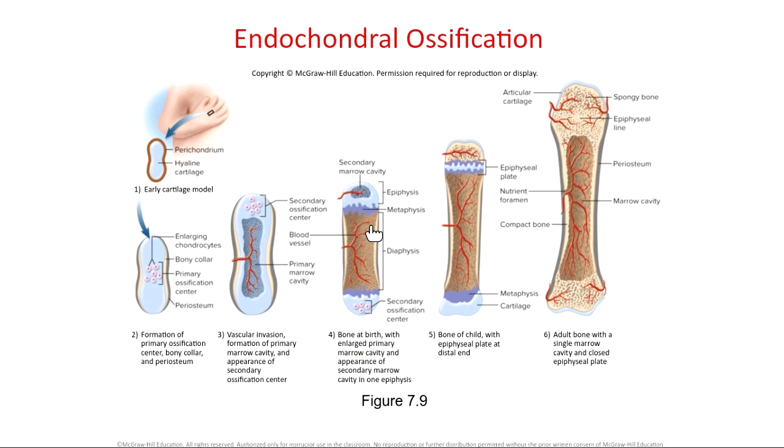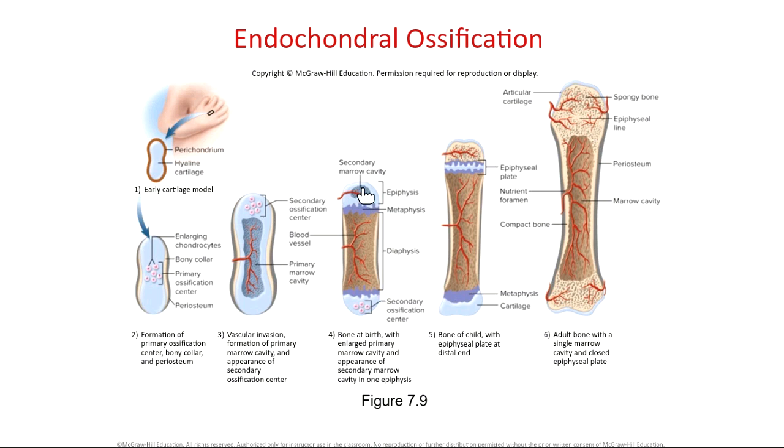So look at this. In the middle here, we now have a full diaphysis. We have blood vessels here in the middle. We have a medullary cavity in the middle, and now we can store our yellow bone marrow in there. We have a fully formed diaphysis.